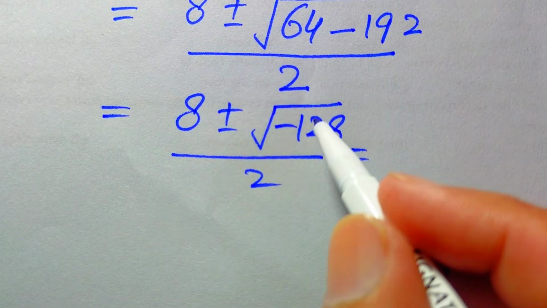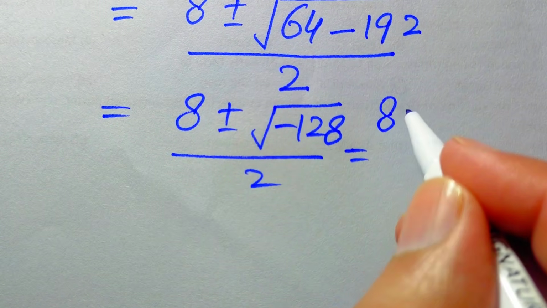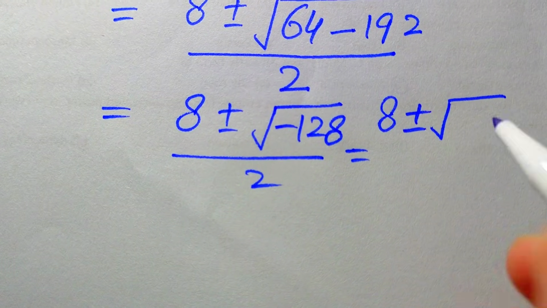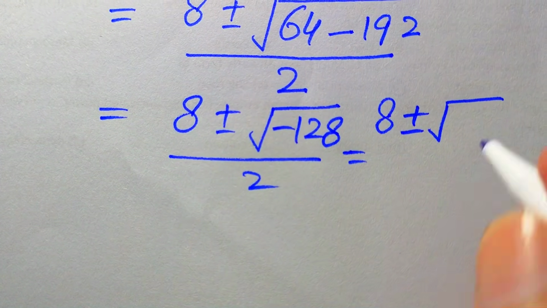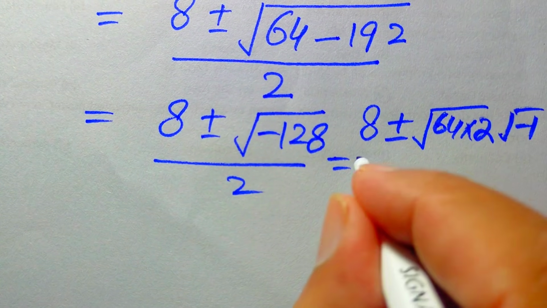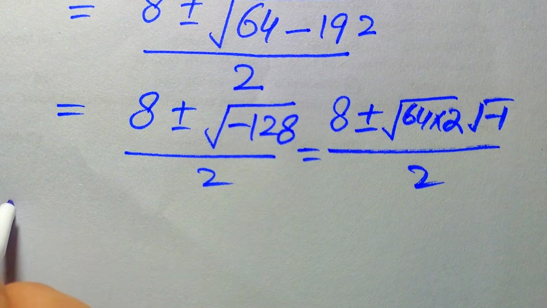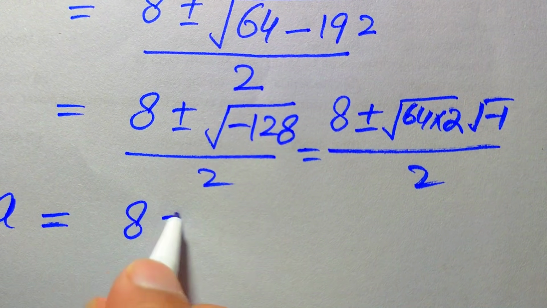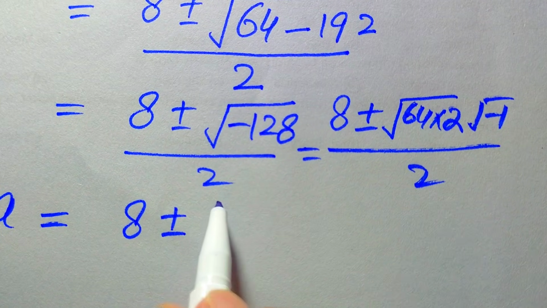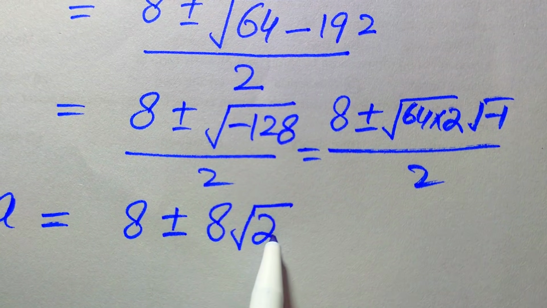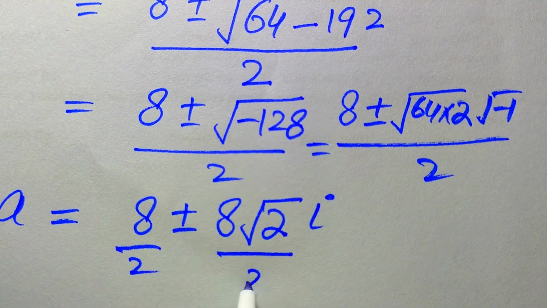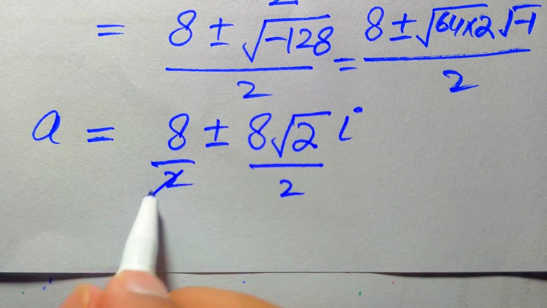And here we just break the square root sign and we apply this separately on both of these two values, and we get 8 plus minus square root of, we break this 128 as 64 times 2 into square root of minus 1 divided by 2. Further we have a equals 8 plus minus, here we apply square root on both of these two terms, and we know that square root of 64 becomes 8 times square root of 2, and square root of minus 1 becomes iota.